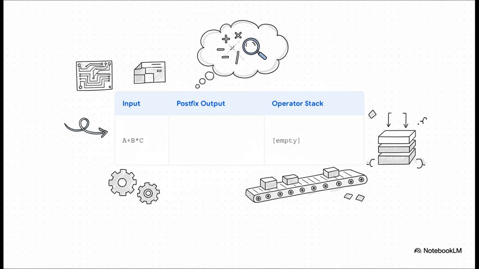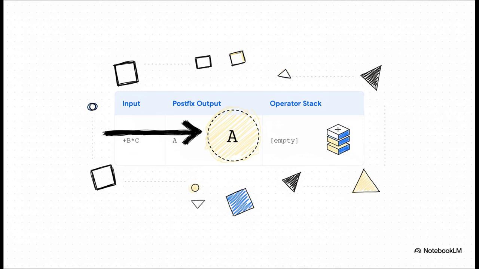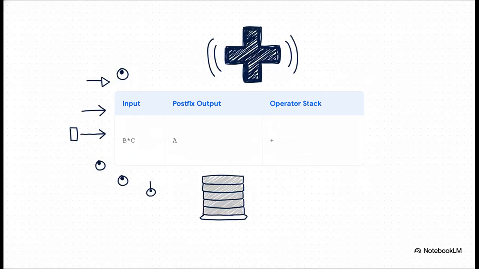All right, let's get our hands dirty and actually walk through an example. We're going to convert A plus B times C, which is basically the same structure as our 2 plus 3 times 4 problem. We've got our input string, an empty output, and our empty operator stack, all ready to go. Okay, first up we read the A. Now A is an operand, a number or a variable. The rule for operands is simple. They go directly into our output string. Easy enough. Next, we read the plus sign. That's an operator. And since our operator stack is totally empty right now, we just push it right on top.